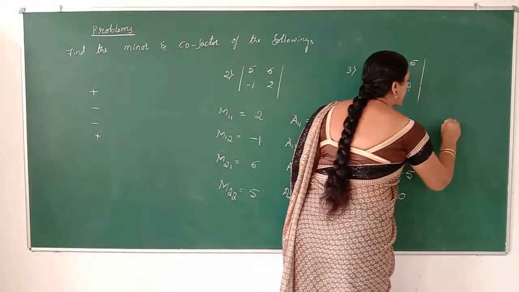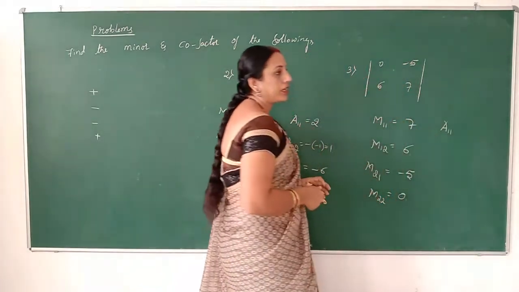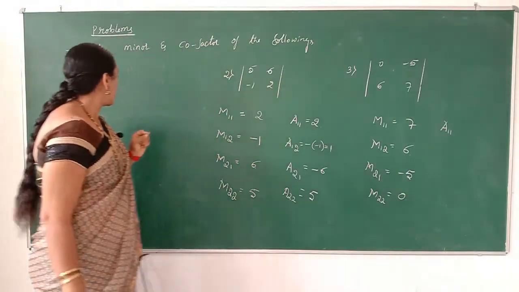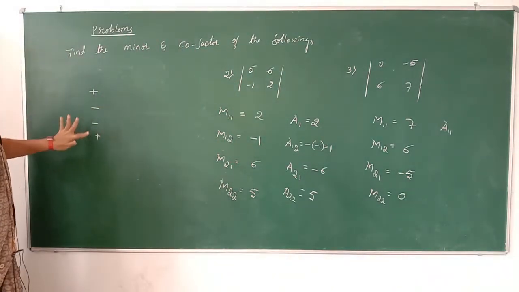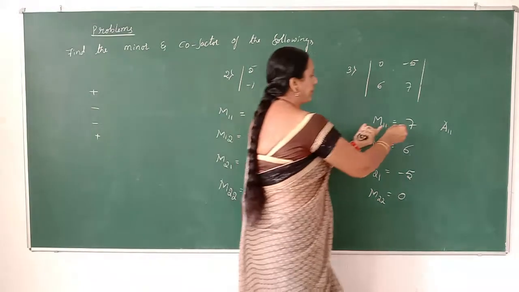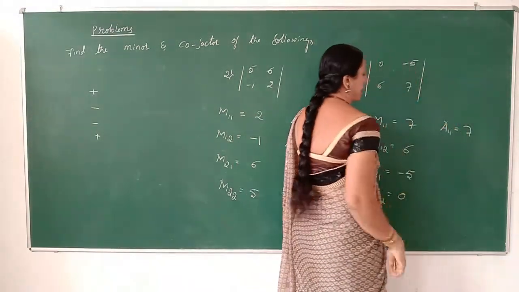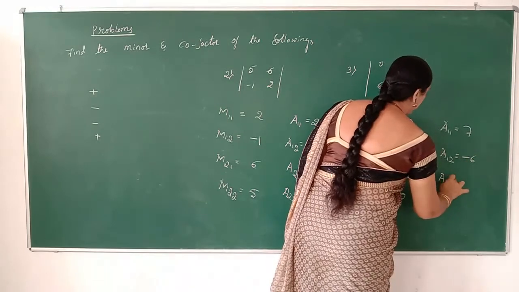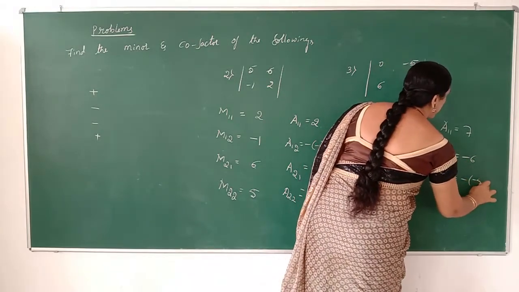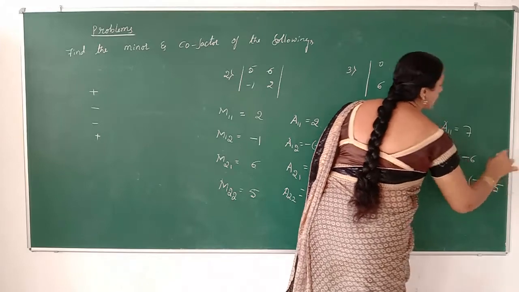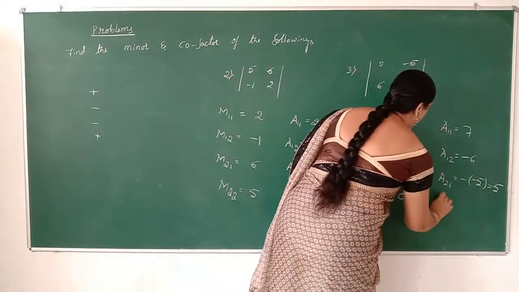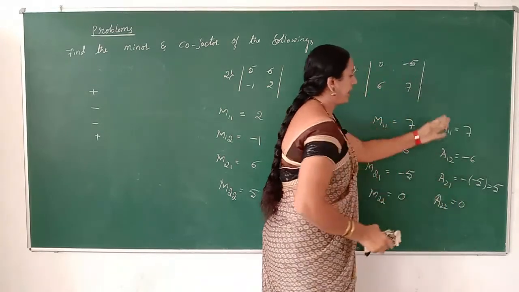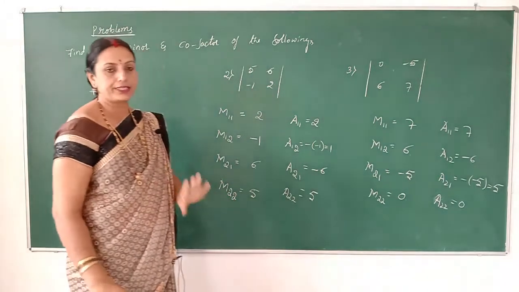And these elements are multiplied with the alternating sign. Alternating sign means plus, minus, minus, plus. So, the first element is multiplied by plus. The second element is multiplied by minus. And the third element is also multiplied by minus, that is minus into minus is plus 5. And the fourth element is multiplied by positive. So, these will be called the cofactors of the given determinant.